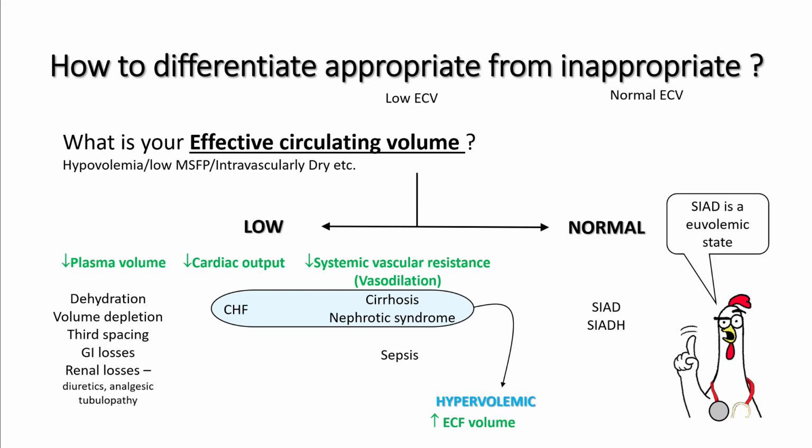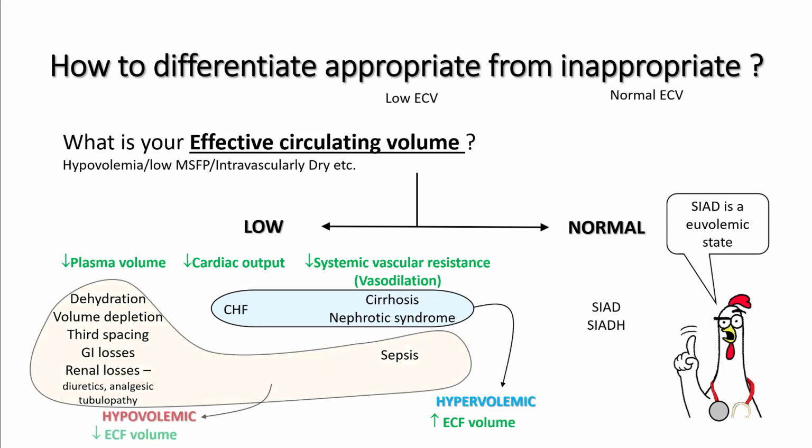If your ECF volume is high, such as seen in heart failure, cirrhosis, and nephrotic syndrome, where you are retaining salt and water, this is called hypervolemic hyponatremia. And if your ECF volume is low, it is called hypovolemic hyponatremia.